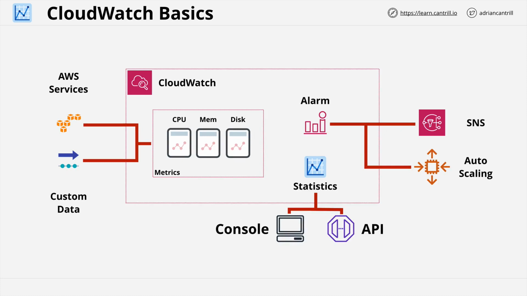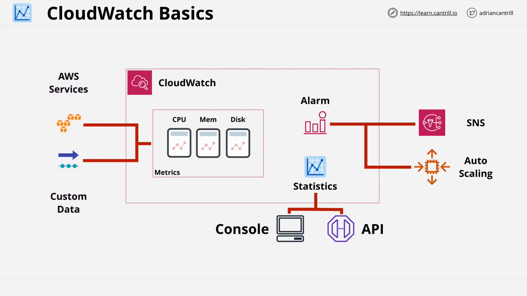Architecturally, this is what CloudWatch looks like. On the left, we have the sources of data. These can be AWS products and services, or they can be your own systems and applications which use CloudWatch to store their operational data.